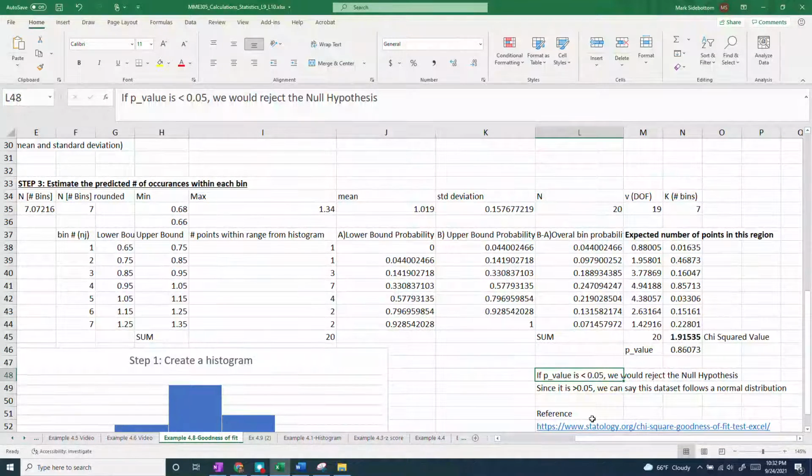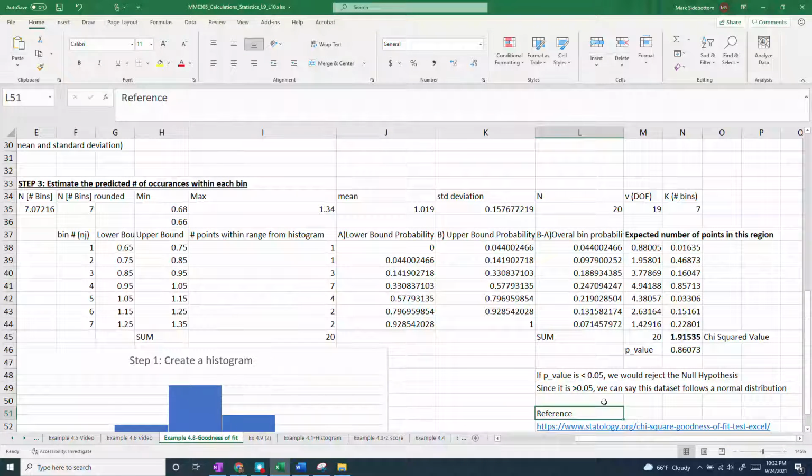If you have any additional questions, feel free to look at this reference. Statology does a good job of explaining the chi-squared test and how you can use Excel to evaluate it.